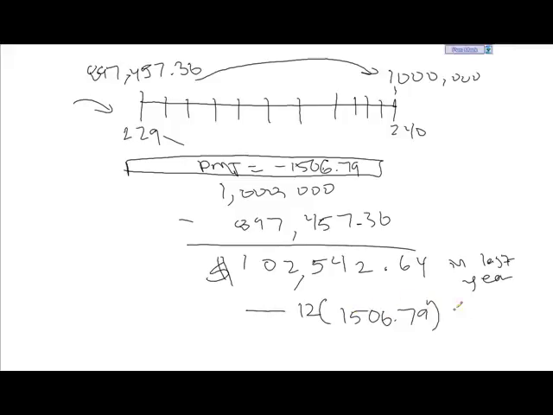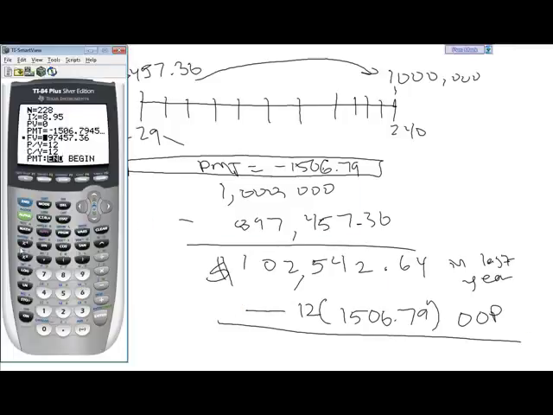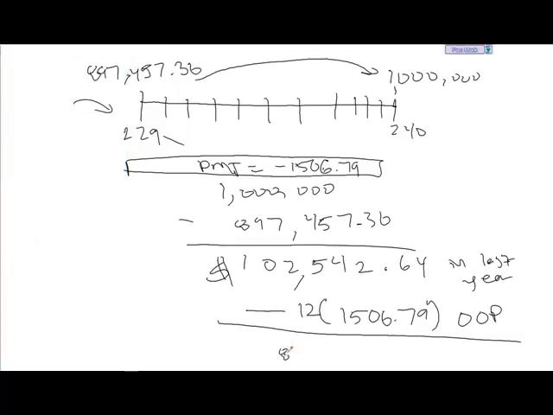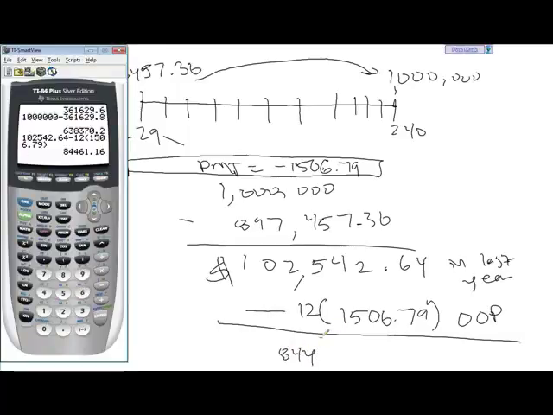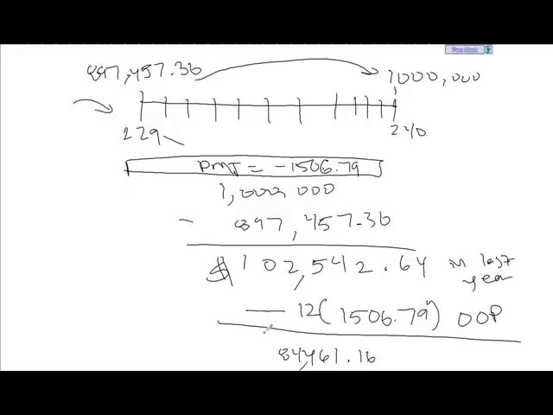So we're going to take away our out-of-pocket, OOP. And we find out that we get $102,542.64 minus 12 out-of-pocket payments of $1,506.79 gives us a total interest of $84,461.16. So that's how much we actually earned in interest over the last year.